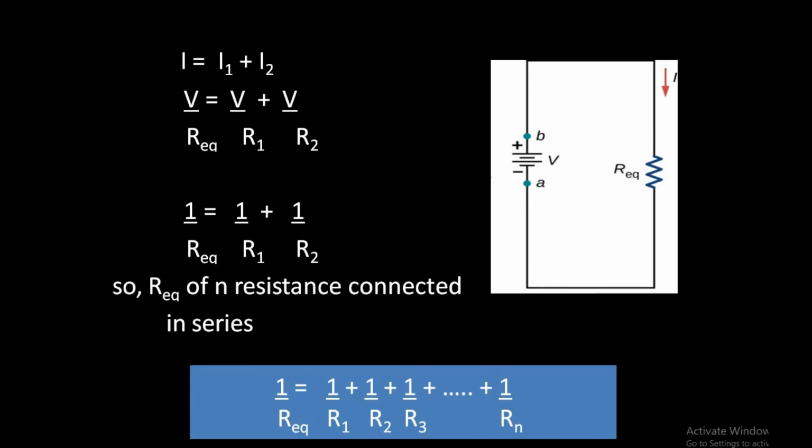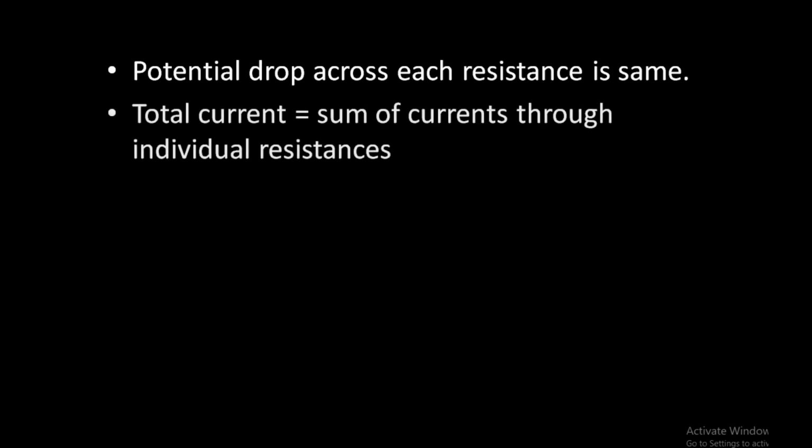I think it's clear. So let's see some of the important points regarding the resistance in parallel. The first one is the potential drop across each resistance is same. When the resistance is in series, the current is same across each resistance. Here the potential drop is same. It's clear. So the next point is total current is equal to sum of current through individual resistance.